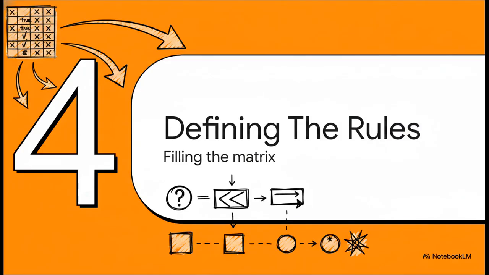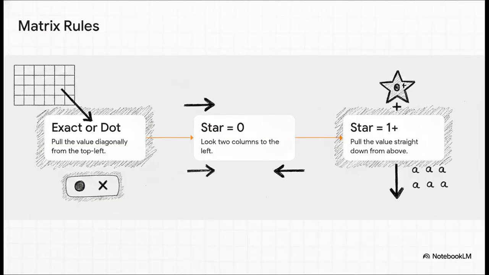Before we start filling in the rest of the board, we need to know the mechanics. The recurrence relation basically gives us 3 very clear paths. Step 1. If the characters match exactly, or if the pattern has a dot, we simply pull the value diagonally from the top left cell.